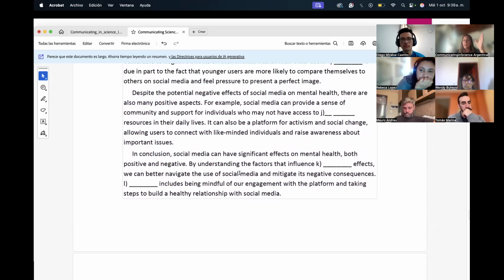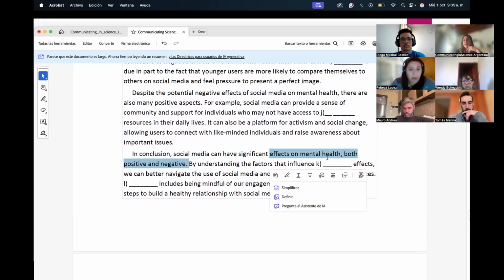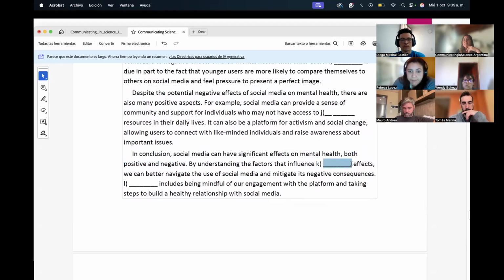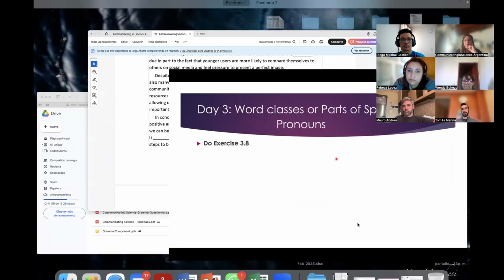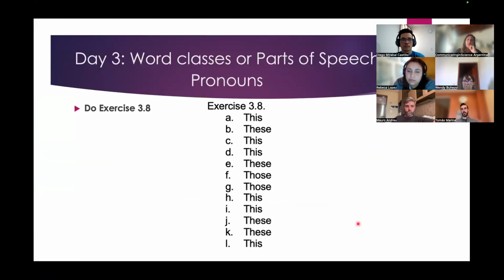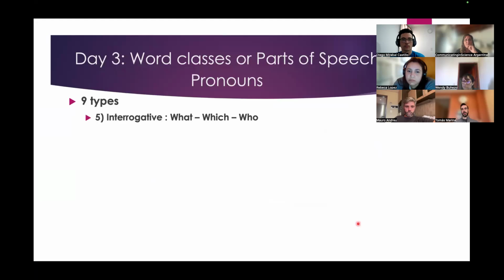We use this kind of pronouns very, very often when writing to avoid repetition. Like we did in this case, we are talking about effects on mental health, and then we refer to these effects, the ones that we mentioned in the previous sentence. Perfect. Well, we have the answer.